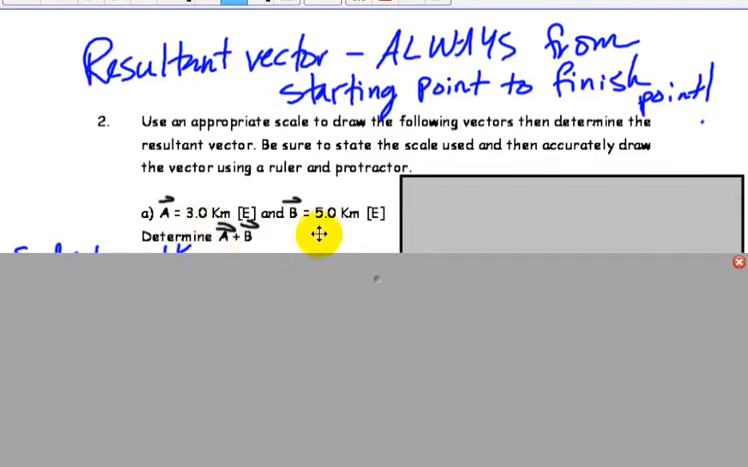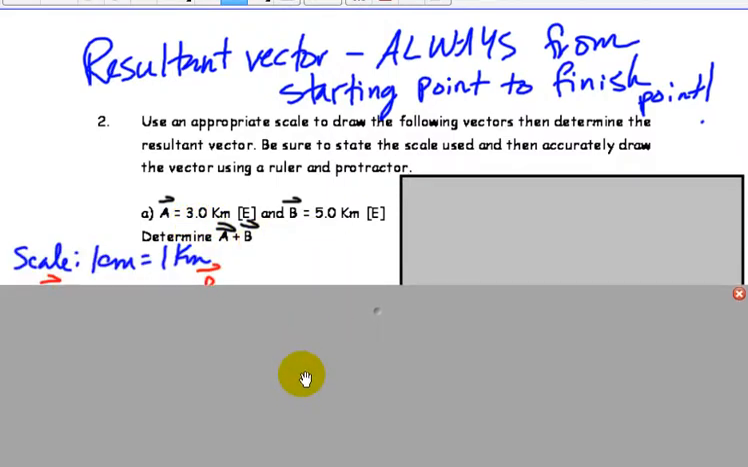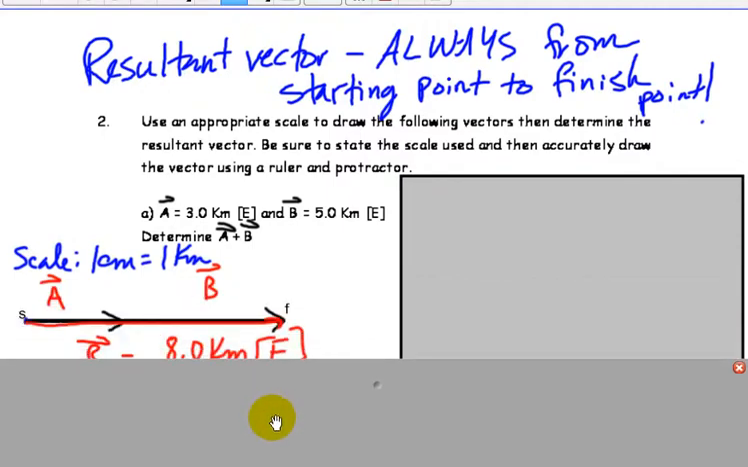So 3 kilometers and 5 kilometers, 3 centimeters, 5 centimeters is relatively decent to put on your paper. So we just use a scale: 1 centimeter equals 1 kilometer. So actually get your ruler out, write down a starting point, 3 centimeters. Then from there you go 5 centimeters, representing the 5 kilometers. And I like to write a little F here for finish. And then the resultant is what you see in red here, from start to finish.